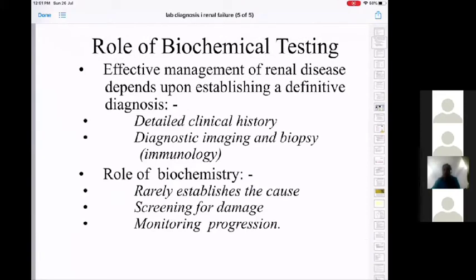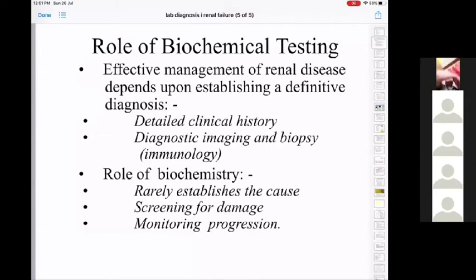First and most important is the effective management of renal disease. If any renal disease occurs in a patient, how will we manage that patient? For that we will do biochemical testing, and that depends upon establishing a definitive diagnosis. And how is a definitive diagnosis established? Most important is the detailed clinical history and diagnostic imaging, biopsy, and other methods. And second is the role of biochemistry.